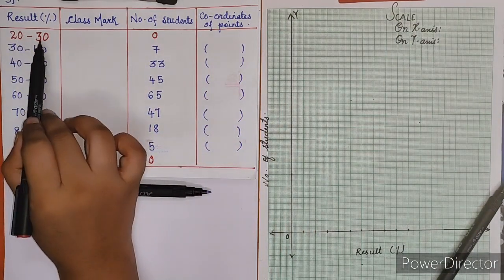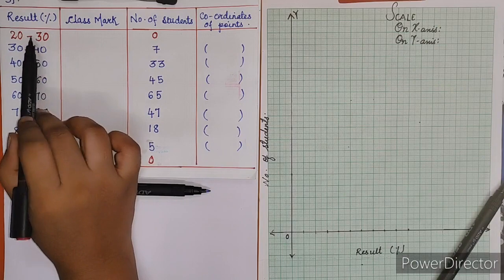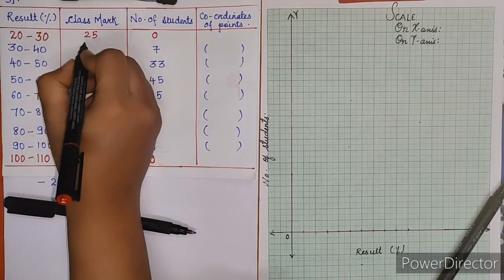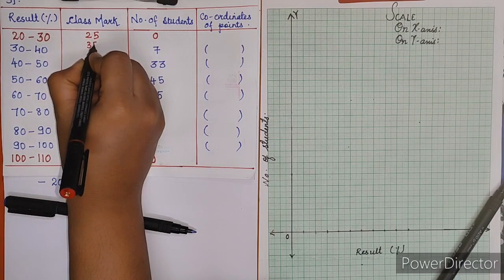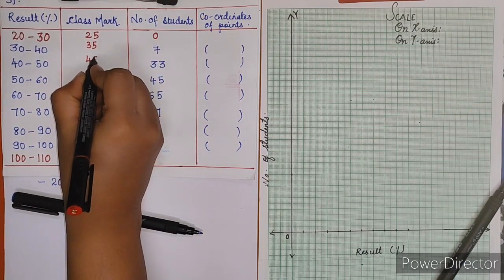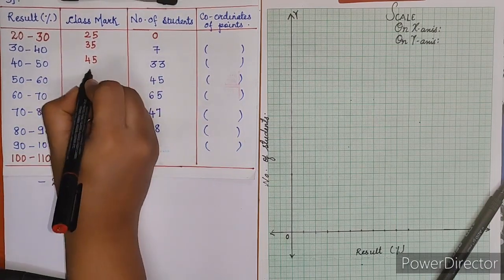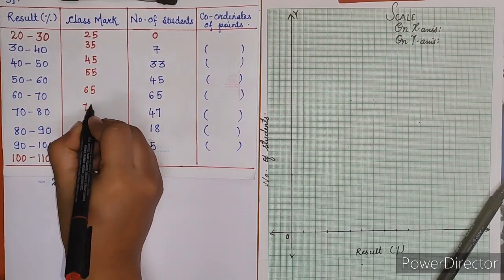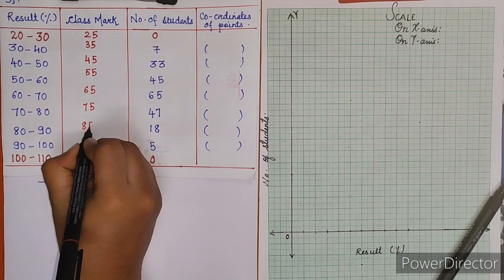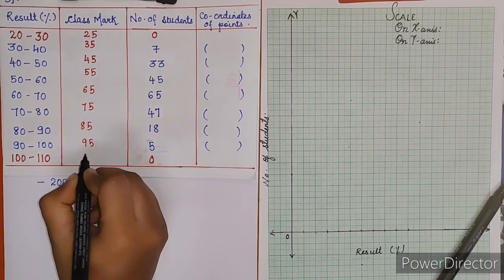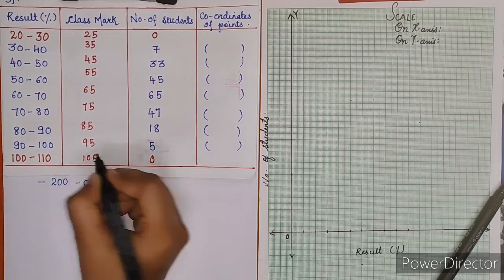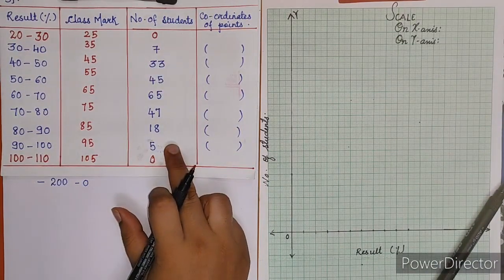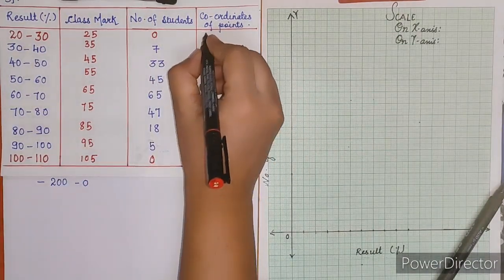Class mark for 20 to 30, the middle number, will be 25. The middle number will be 35, 45, 55, 65, 75, 85, 95 and 105. We got the frequencies. We have the frequency from the table. Now we have to write the coordinates.